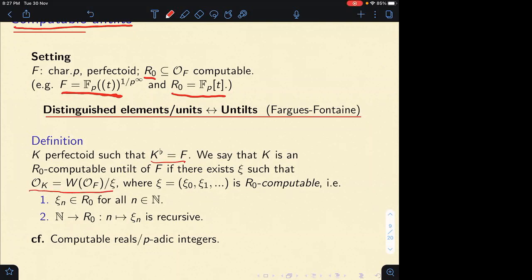So take the Fargues-Fontaine correspondence. Write your valuation ring in this form. But now impose the condition that there is a generator Xi which has a computable bit vector expansion. So in other words, you really have an algorithm to produce the nth bit vector digit. So first of all, the coordinates lie in this computable subring that you started with. And second, this function that returns the nth digit is recursive.